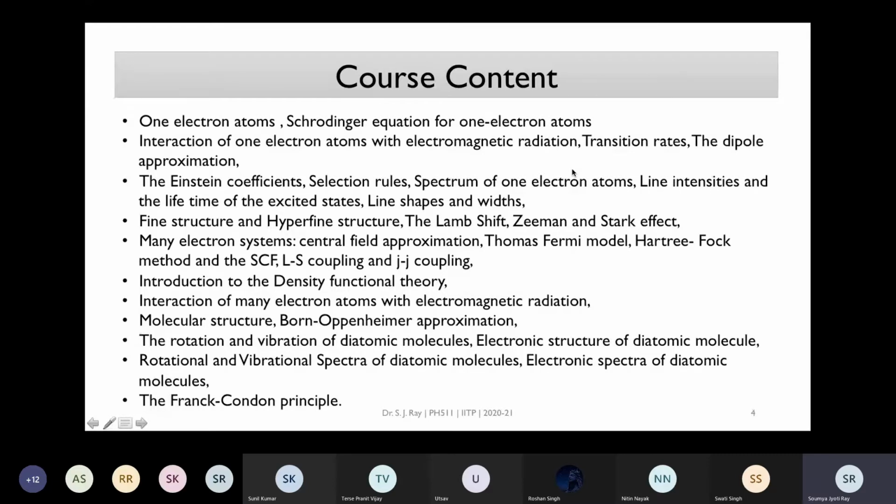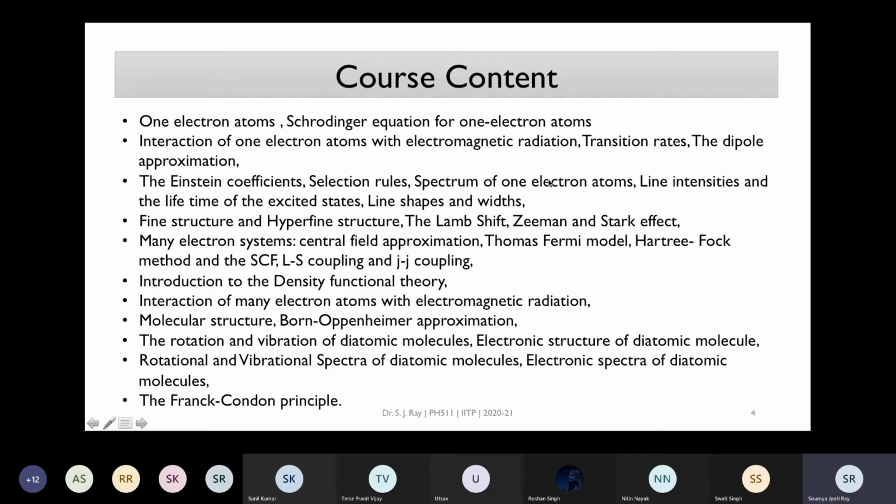So we'll start with the one electron atom, that is the hydrogen atom. The Schrodinger equation of that we will be solving explicitly, and that is the beginning of our atomic physics course. We'll be seeing how things work out here, and then from there we'll go to a little bit higher or more complicated systems.